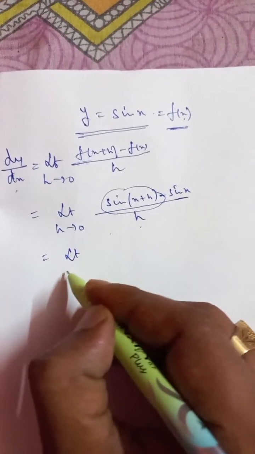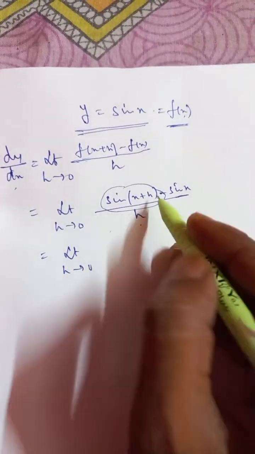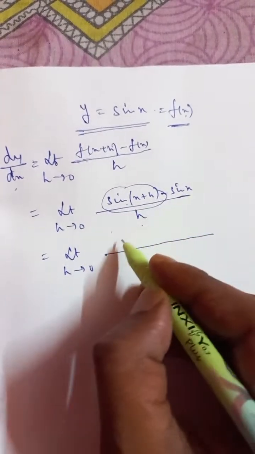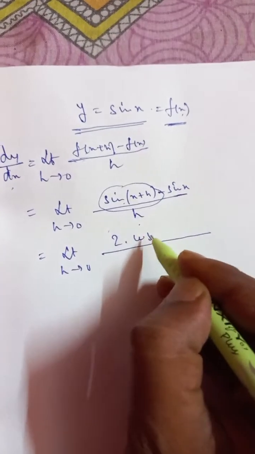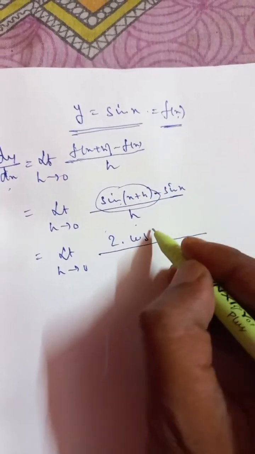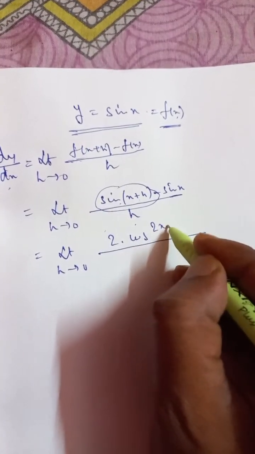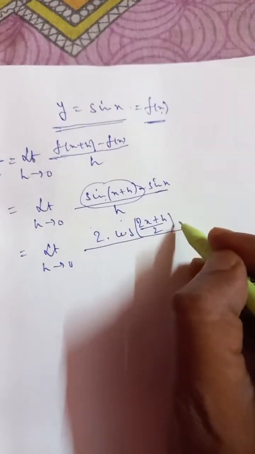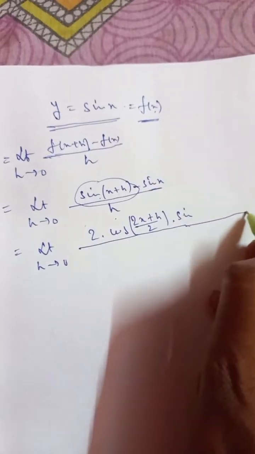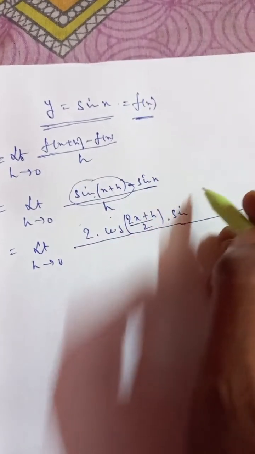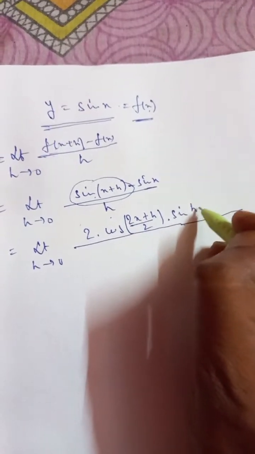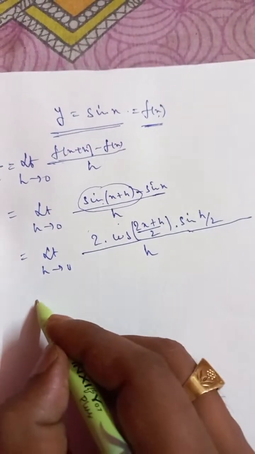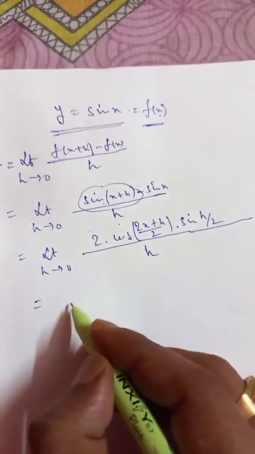So we will have now the sin c minus sin d formula. We know that sin c minus sin d is 2 into cos of (c plus d) by 2, into sin of (c minus d) by 2. So this will be 2 cos of (2x plus h) by 2 into sin of h by 2, by h.